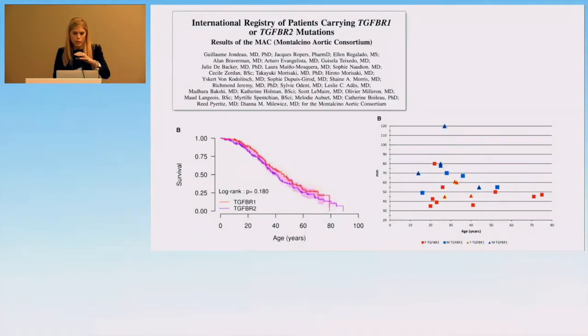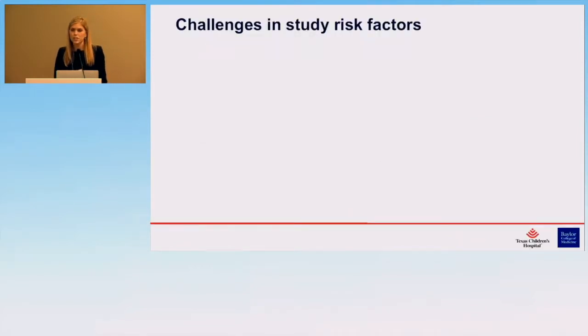So we do know that in certain mutations, so this is from the Montalcino Consortium, comparing TGFBR1 and TGFBR2 at size at dissection, you can see that there's a difference, but still there's quite a big spread. So I feel like research in this area has been very simple in the past and said, what's the size of your aorta? And maybe the size depends on your mutation, but maybe we need to think in a lot more complicated manner, but that's challenging. So challenges in setting risk factors.